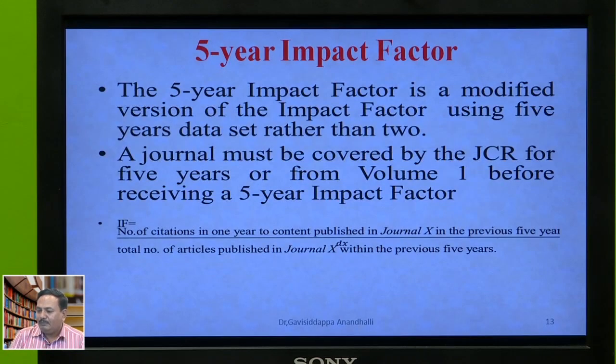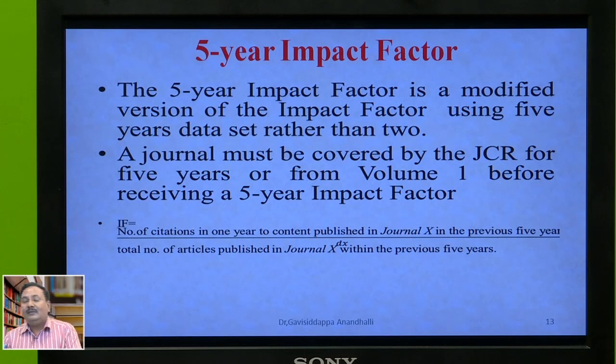This way the impact factor has been calculated for 2 years. In order to know the consistency of research, let us also calculate the impact factor for 5 years. It is a range of 5 years. The calculation part is similar. In the case of the general impact factor, we consider only the 2 years of data.